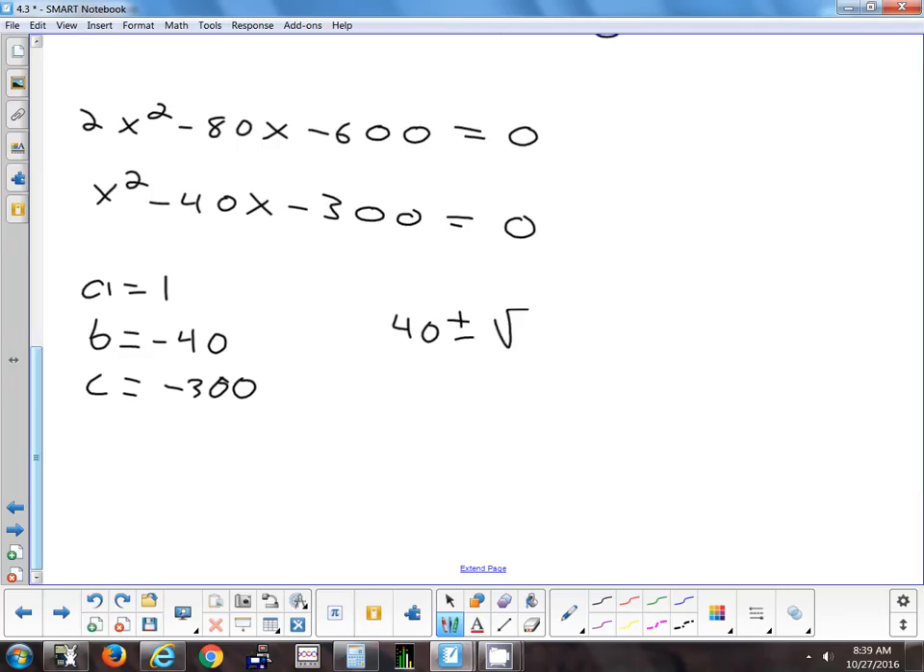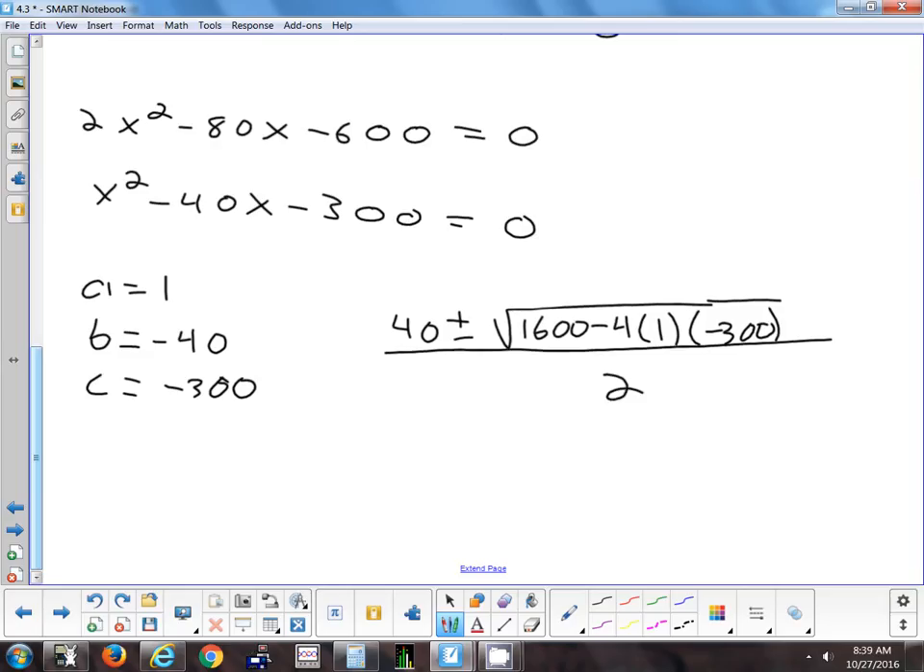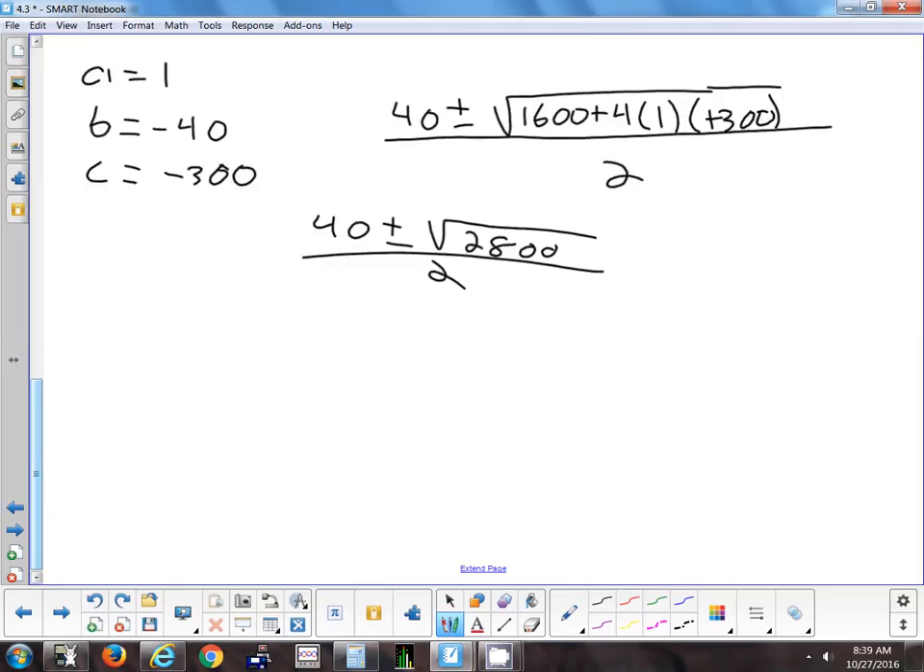So we got negative B plus or minus the square root of b squared minus 4ac, all over 2. Now we're going to subtract a negative, so that's going to turn into a positive. What's 4 times 300? 1200, and then plus 1600. 2800. Yeah. Okay, and divide by 2. We got to round this off now.